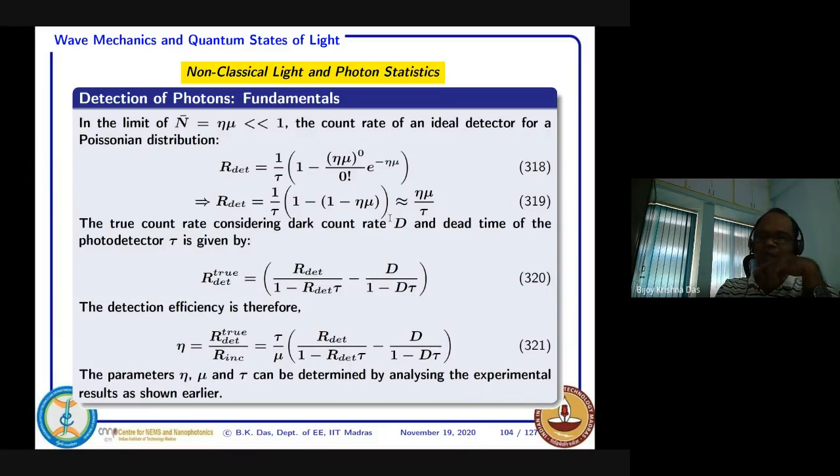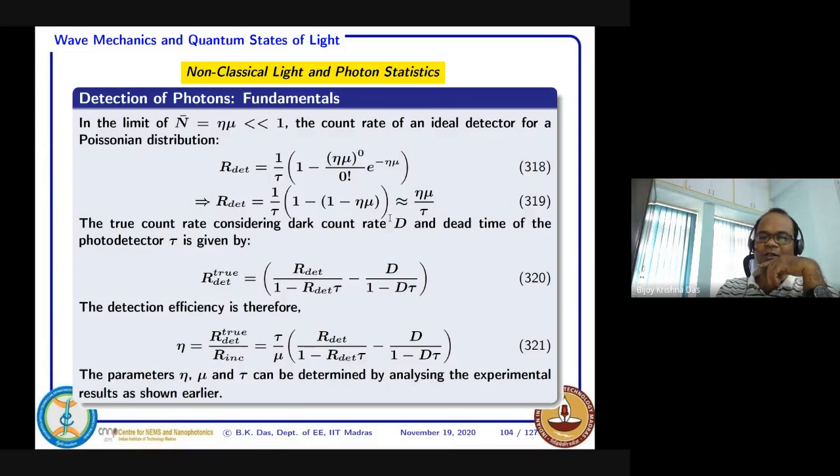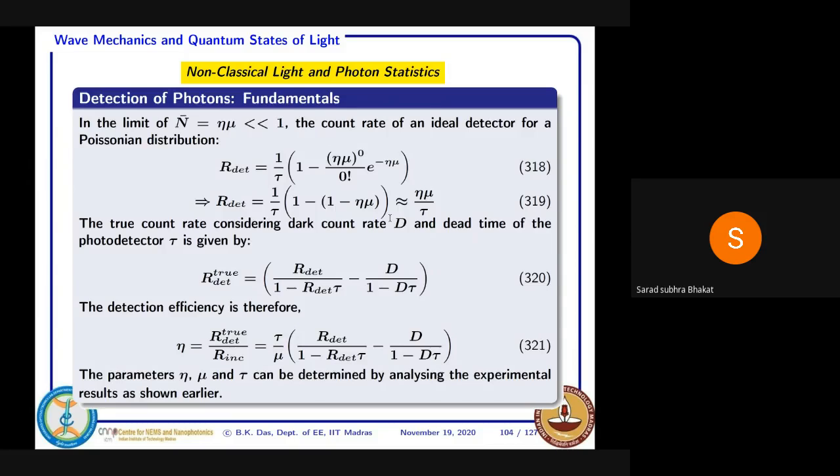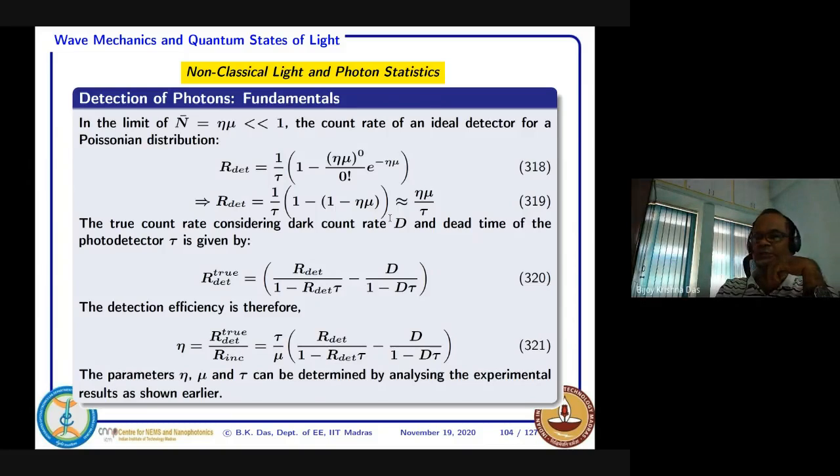What is the curve nature it will be for the ideal case, if you are plotting log of R detection as a function of log of mu? Are you following my class? Yes, sir. Then you should be able to answer. Anyone can help? Gantashala, can you tell me? Hello, sir. What would be the nature?